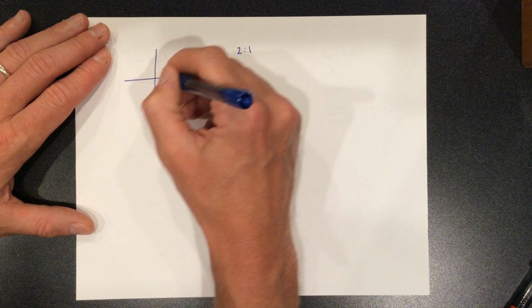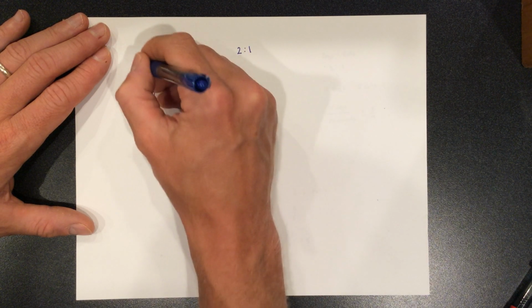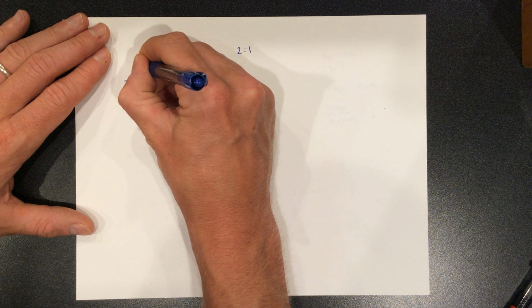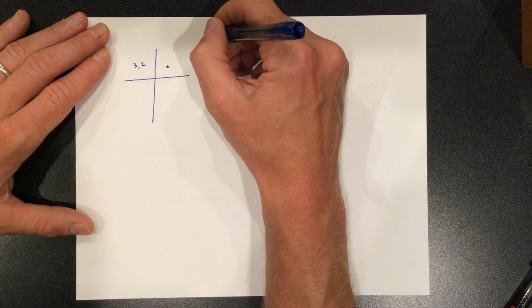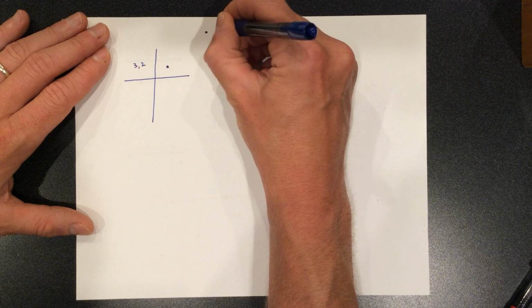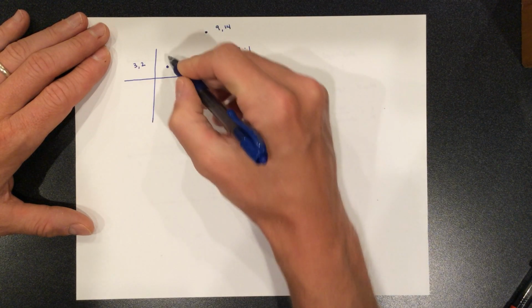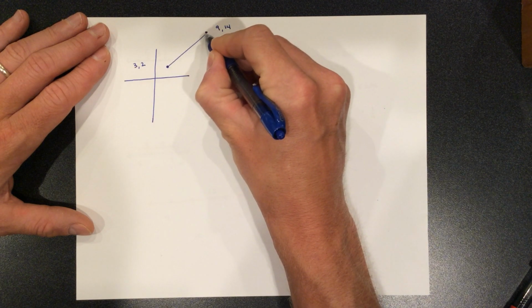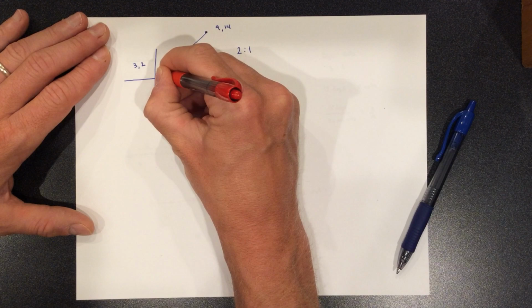Okay, let's start here at 3, 2, and let's go all the way to 9, 14. Okay, see this line segment? I'm going to divide it into a 2-to-1 ratio. This is point A and this is point B.